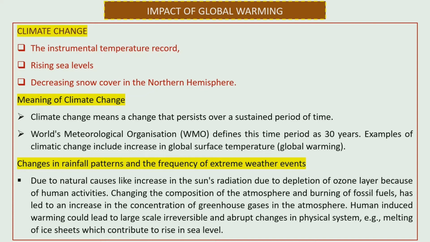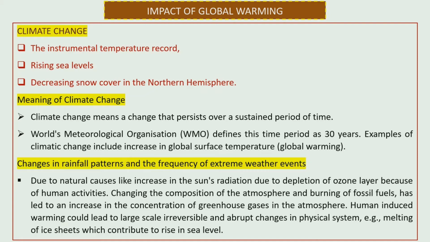Some evidence of climate change includes the instrumental temperature record, rising sea levels, and decreasing snow cover in the northern hemisphere. So by this we understand that there is an increase of temperature.